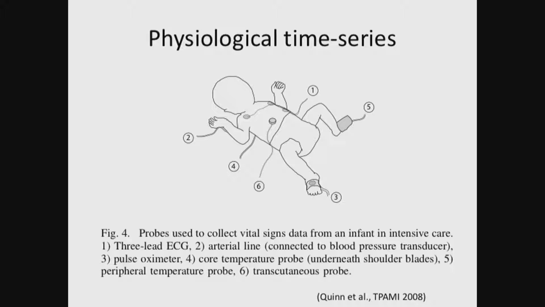Number 1 here is illustrating a 3-lead ECG, which we'll be talking about much more, which is measuring the baby's heart, how the baby's heart is doing. Over here, number 3 is something attached to the baby's foot, a pulse oximeter, which is measuring the baby's oxygen saturation, the amount of oxygen in the blood. Number 4 is a probe measuring the baby's temperature and so on.